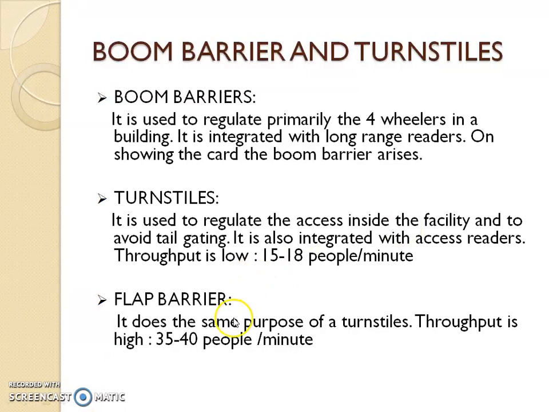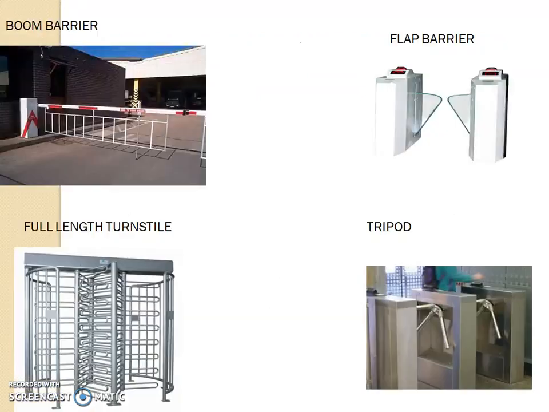Next, flap barriers are installed in places where there is more movement of people. A typical example is the metro stations. In metro stations, the access will be by many people, and you can see a lot of people queuing. So a flap barrier can typically allow more people, which means 35 to 40 people per minute. So depending on the application, the devices can be used.